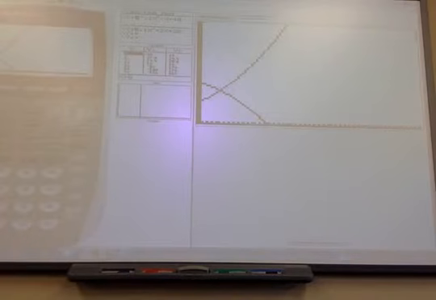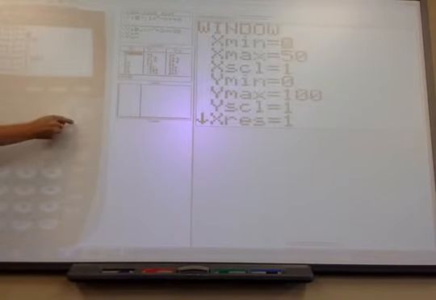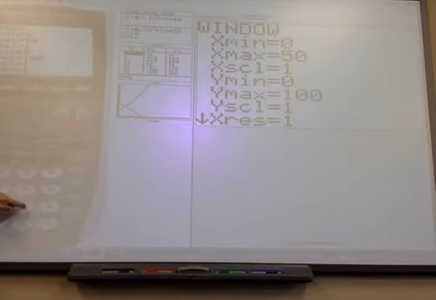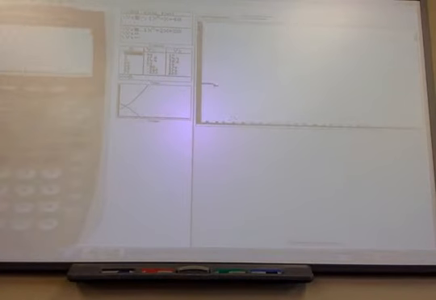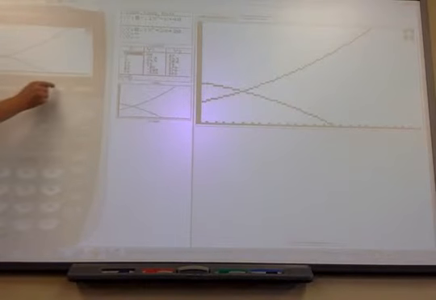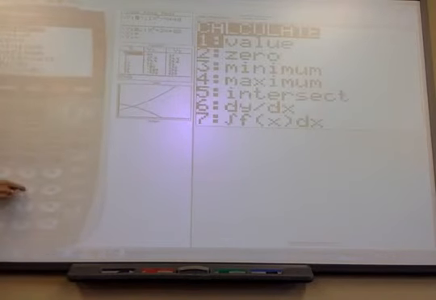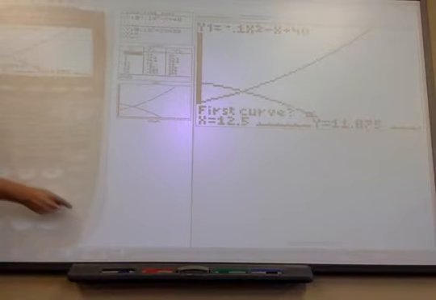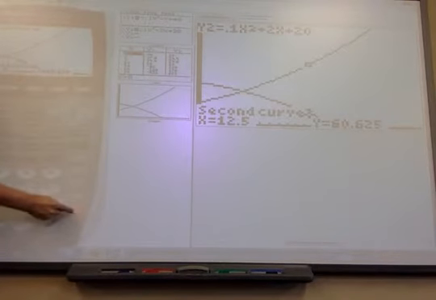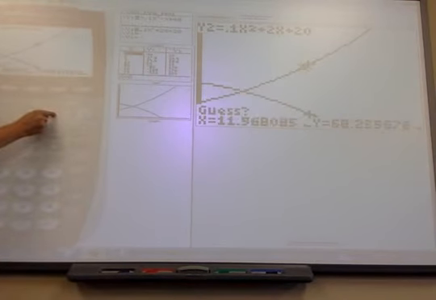I can see the intersection, but I way overshot the X, didn't I? I should go back to my X window and not go up to 50. How about 20, 30, 25? Is that better? Not bad. Okay. How do I find where they meet? Intersection. Second calc, intersect number 5. They'll say first curve, that's the first curve. Second curve, yes. Guess. You can get a little closer if you want to.